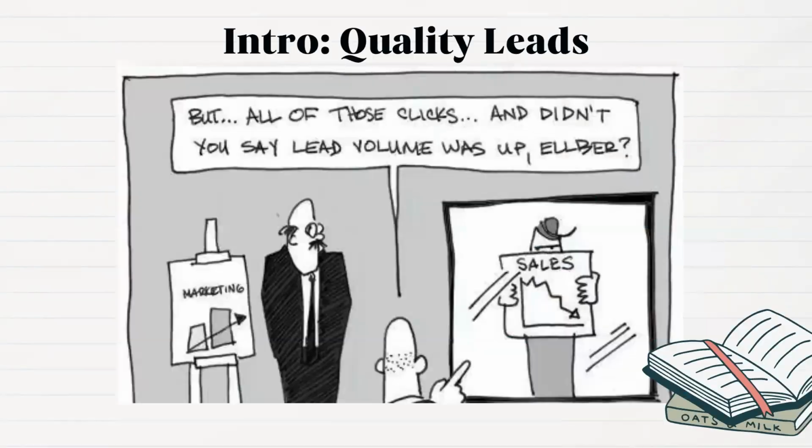I wanted to give you a quick little cartoon. I know it looks a little silly, but this definitely runs very true to the challenges that sales and marketing teams may face. As we see in this cartoon, it says, "But of all those clicks, and didn't you say lead volume was up?" And really what this is trying to depict is the challenge between how marketing teams and sales teams might measure success. For marketing teams, their objective is really just trying to get as many leads as possible. While leads might be up on the marketing side, that doesn't necessarily equate to sales being up as well. As we've learned, conversion rates aren't always the highest. All in all, one thing doesn't equate the other. A high amount of leads doesn't necessarily equate to a high amount of sales.